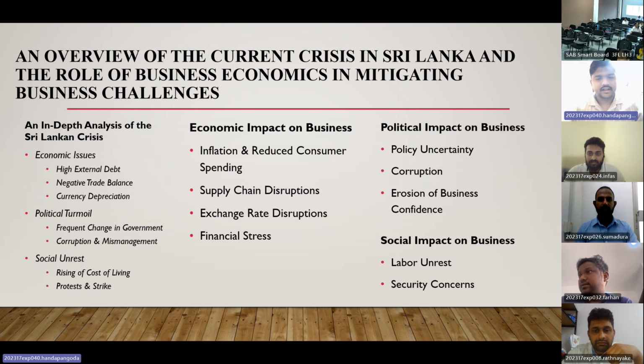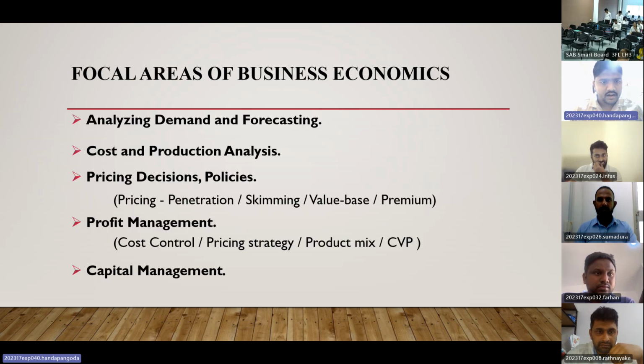Regarding these economic issues we are facing now, everything will impact business. Because of the rising cost of living, the companies' supply will be there, but the demand will be reducing. So we will have likewise issues. I would like to talk about this further. I would like to invite our friend Sumadura. You can continue.